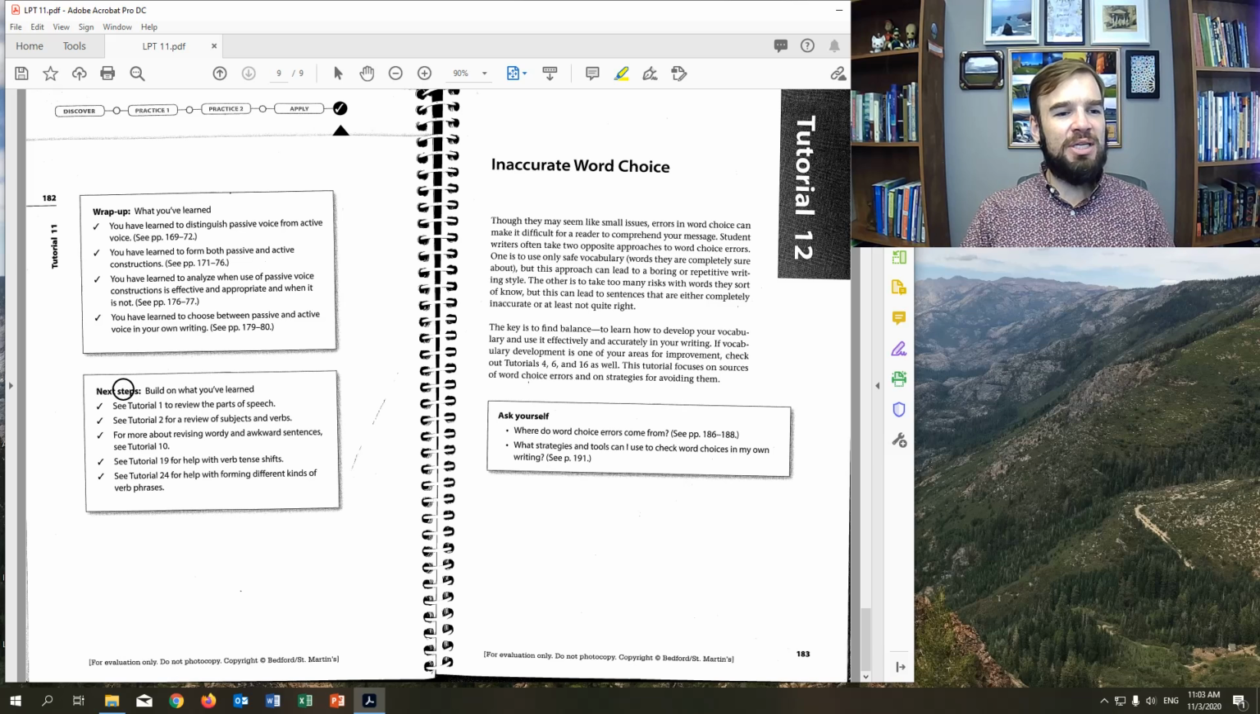So if you want to keep building or look at any connected tutorials, you can always review tutorial 1 for parts of speech. You can see tutorial 2 for subjects and verbs, both important when we're talking about the active versus the passive. You can also look at wordiness in tutorial 10, or look at tutorial 19 and 24 for more information about verb tense changes and more information about verb phrases.